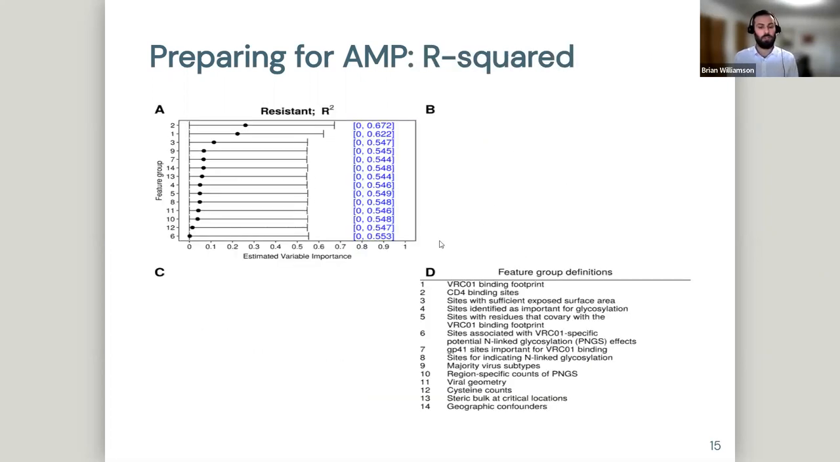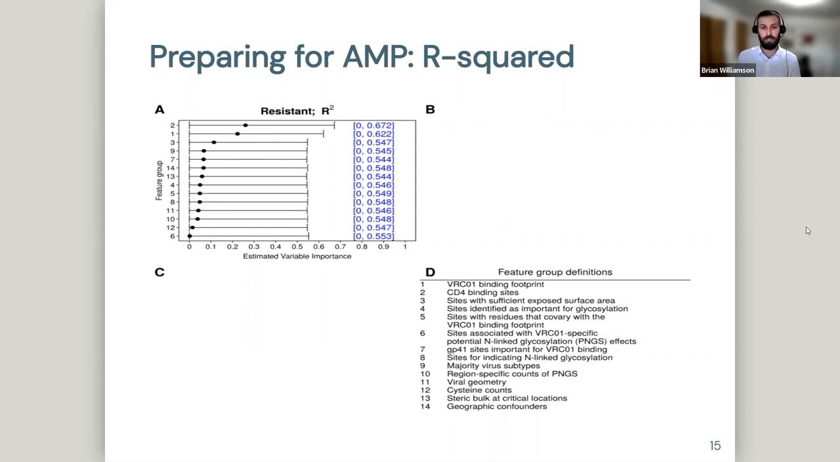Okay, yeah, so drawing attention to two feature groups: the first being the binding footprint of VRC01, which is where the antibody attaches onto the HIV virus, and the second being the CD4 binding site, where the virus attaches onto CD4 T cells, which often mediates entry into those cells. We identified those two as being two of the most important groups, but again, this is R squared, and maybe it's not super relevant for a binary outcome.